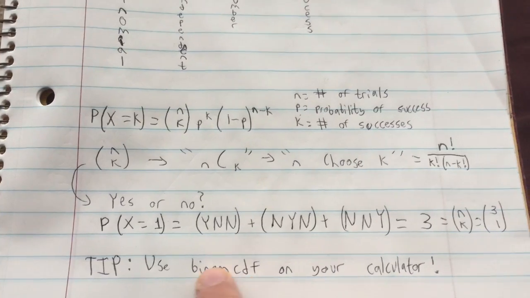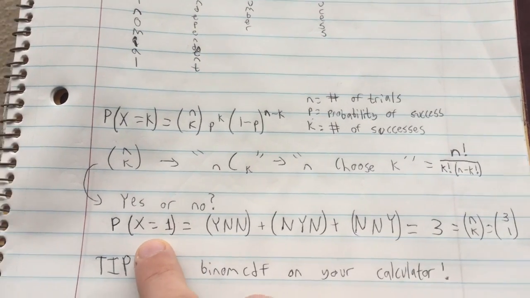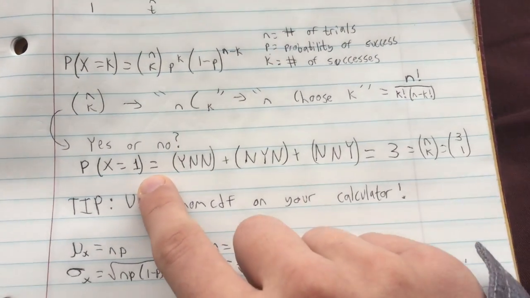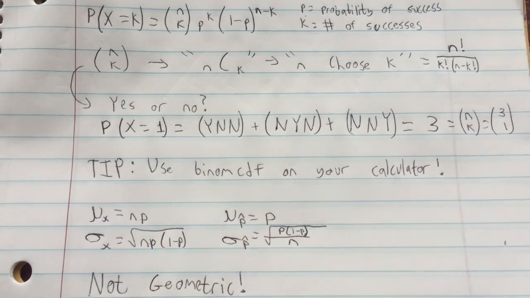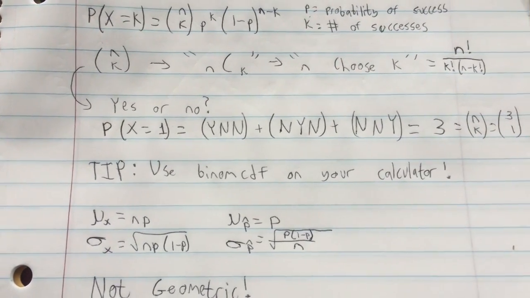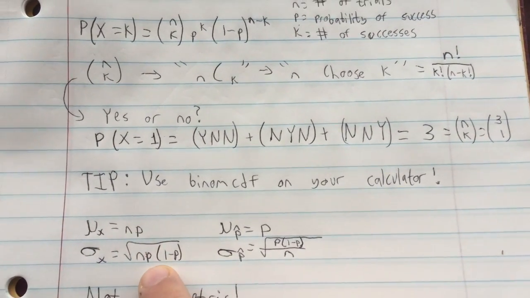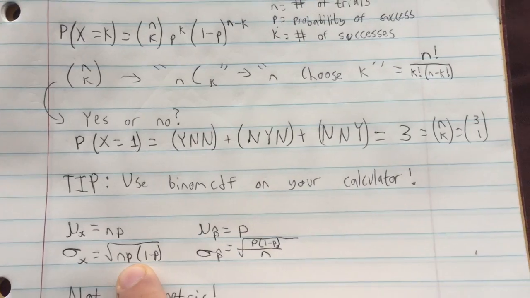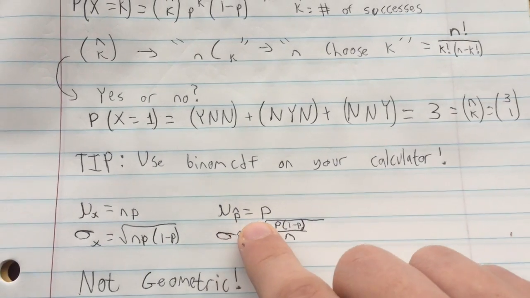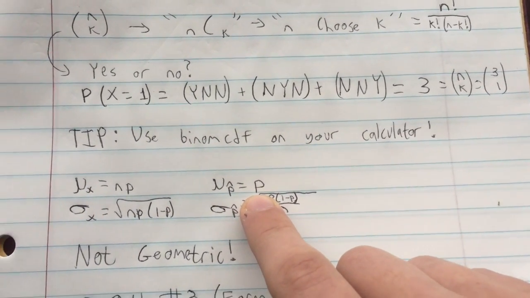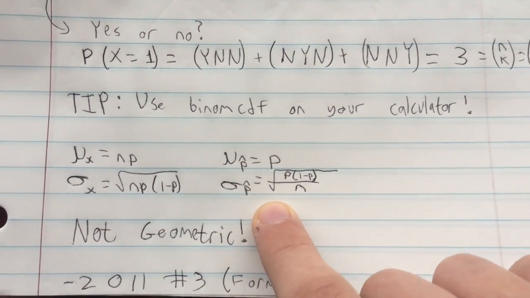And you can use binomial CDF if, for instance, they're asking you what's the probability that X is less than a certain number. So P(X is less than 3), let's say. And that'll also save you some time. So now, if you want to do normal inference on the binomial distribution, for counts, you can use np for the mean, and for standard deviation, the square root of np times 1 minus p. And similarly for proportions, the mean is going to be the actual probability of success, p, and the standard deviation is the square root of p times 1 minus p over n.